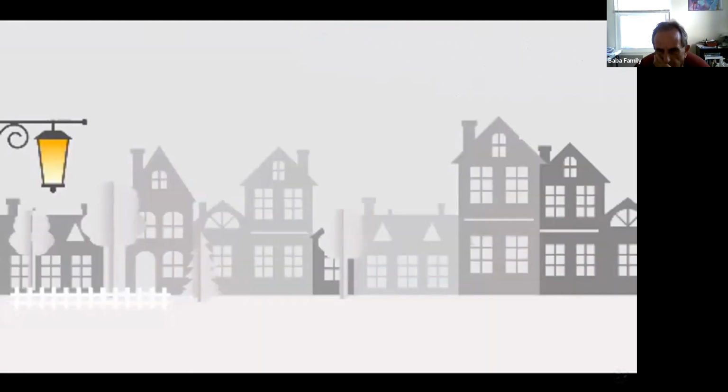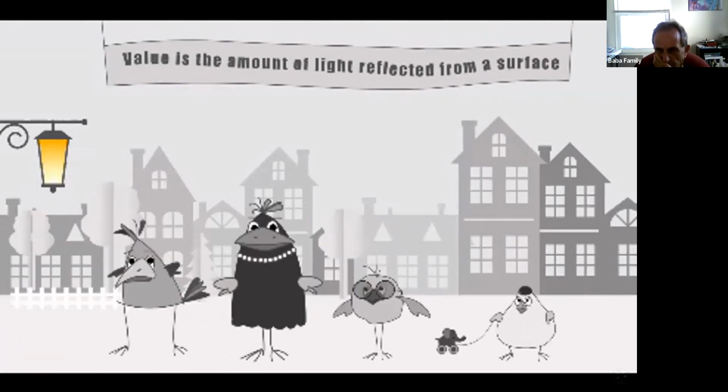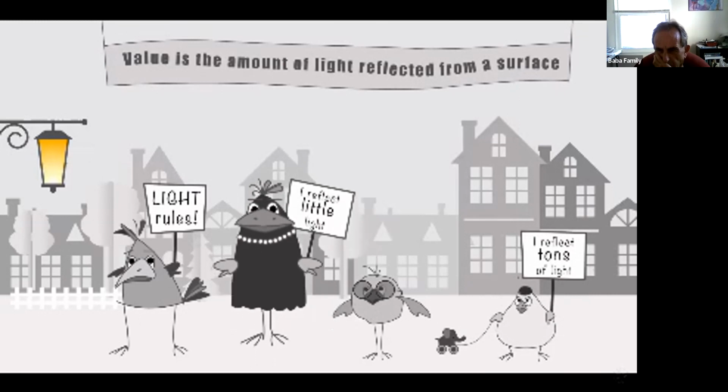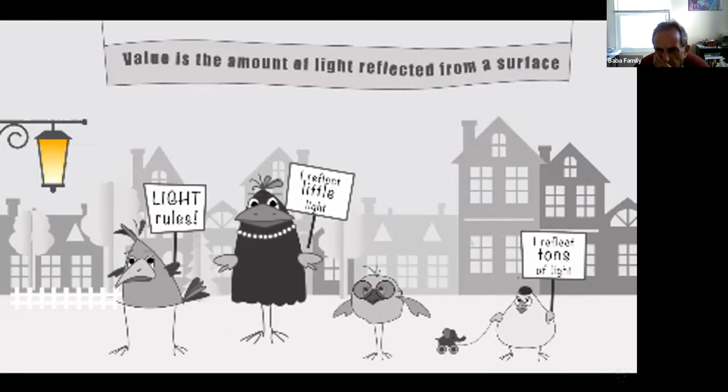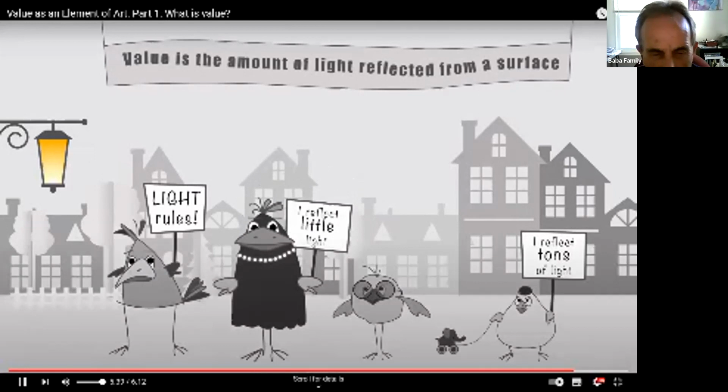So what did we learn about value so far? Value is the amount of light reflected from a surface. It refers to lights and darks in an artwork. Light plays an important role in how we see things. Objects that reflect plenty of light, we see as light objects. Objects that reflect little or no light at all, we see as dark. The amount of light that a surface reflects determines its value, and it is affected by many things.